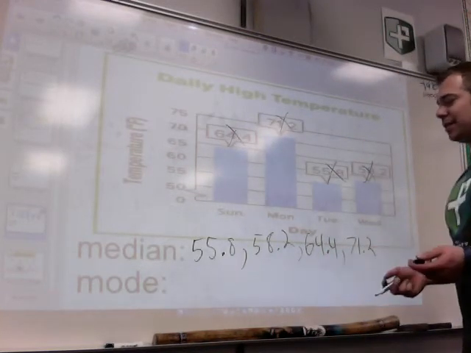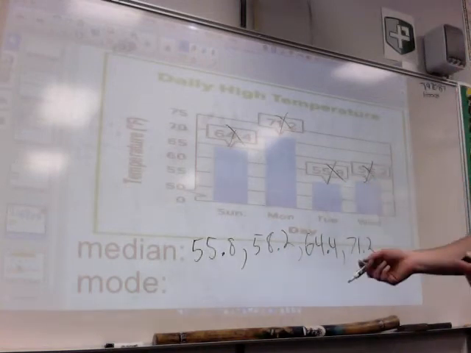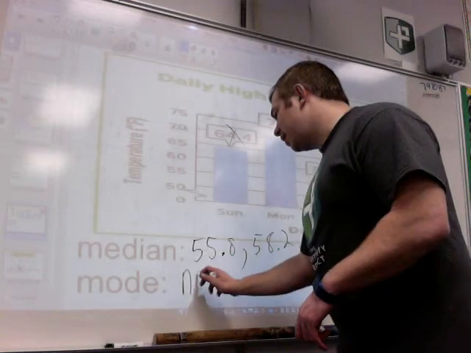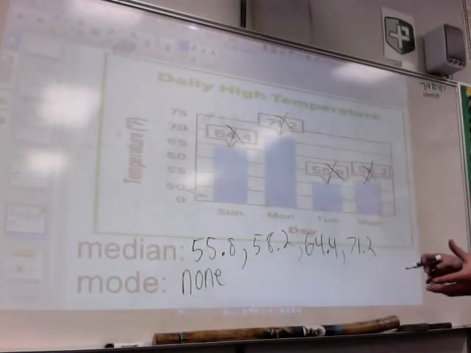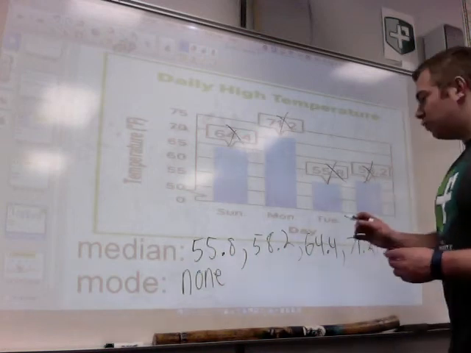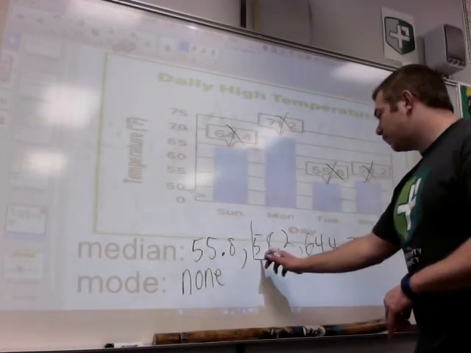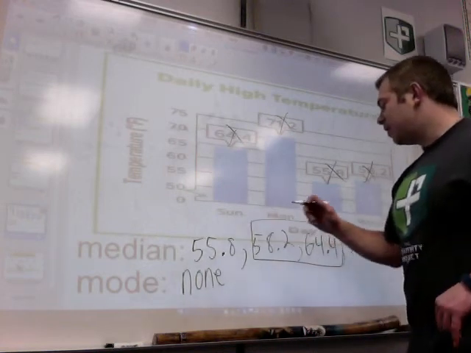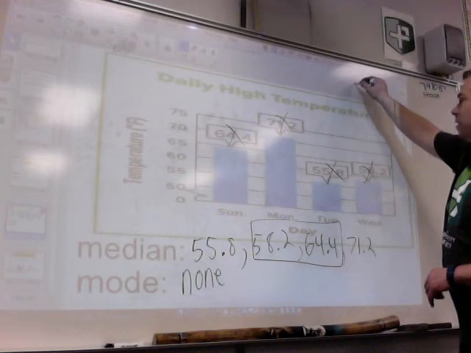No number repeats itself. There's no dominant number, so there is no mode. All right, so I'm just going to say none. Now to find the median, once again, I have two middle numbers. All right, there's two numbers in the middle. It's 4 numbers total. So I have to look at these two numbers and find the mean from those. So I'm going to do that real quick right here.